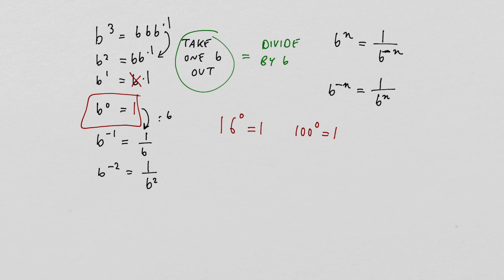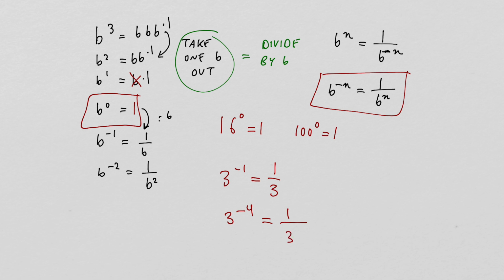For the rule that number to power minus something makes the reciprocal, maybe we think about 3 to power minus 1. Well, that's 1 over 3. How about 3 to power minus 4? That would be 1 divided by 3 to power 4. We just calculate 3 to power 4 is 81.